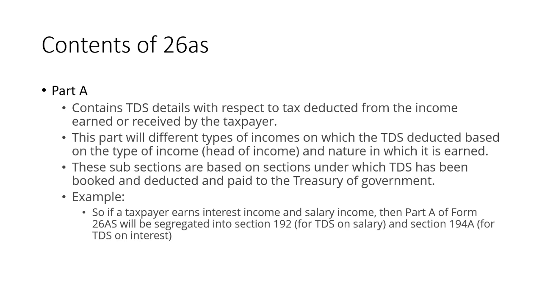Like that, all the sections are reflected in 26AS, and accordingly, the taxpayer is able to disclose the income under different heads of income: salary, income from house property, business income, capital gains, etc. And then income from other sources. All the 5 heads of income have different sections under which TDS has been made.